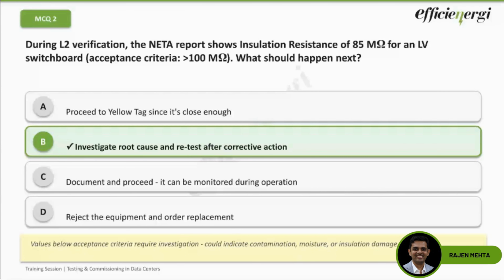Let's go ahead, and we will see during energization. No, because anyway 2 MOhms is above, so it works. That's the reference at times you will find.